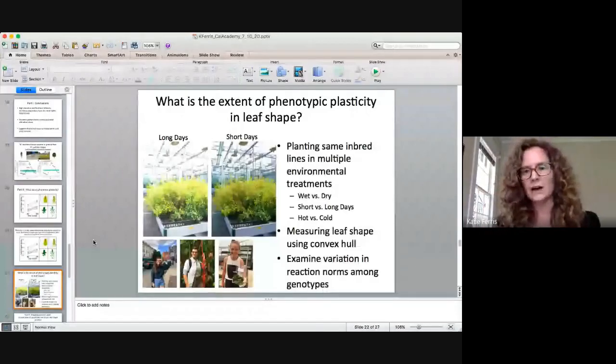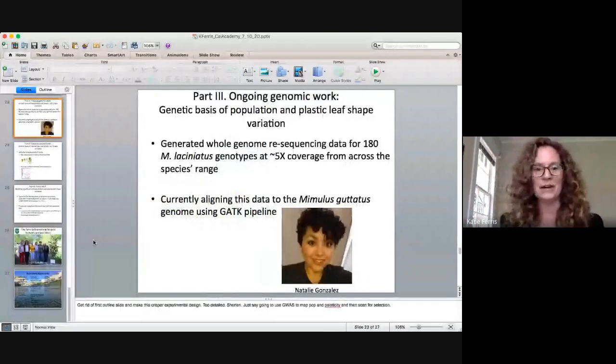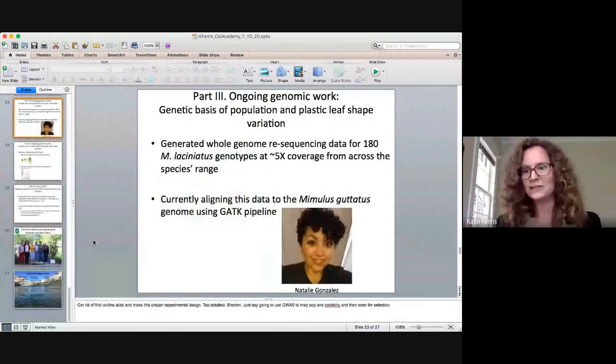Okay, so now actually getting to the genomics, the theme of this working group. And all the genomic work for this project is ongoing, so hopefully I can come back in the future and present to you the results. But so we've generated whole genome resequencing data for 180 genotypes across the species range from our original grow out looking at leaf shape. And we've generated this at 5x coverage for each individual.